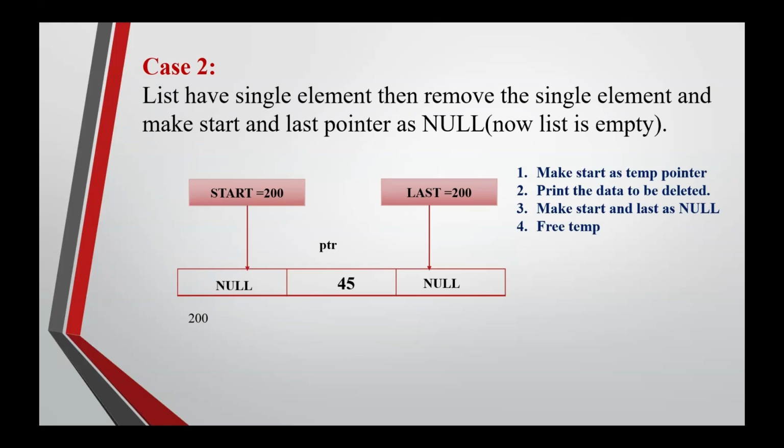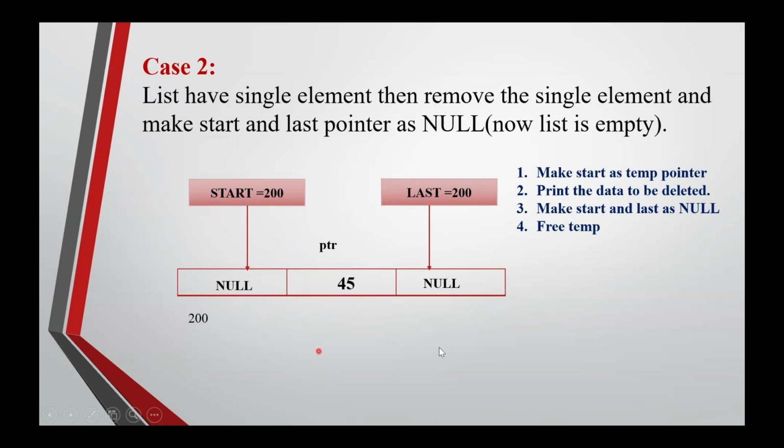So let's take the first case, that is, the list is empty, so there is nothing we have to do. Second case, the list has a single element, then remove the single element and make the start pointer null. Whenever only one element is present, in this linked list only one element, 45, is present. Start points to this node, and last also points to the same, at address 200. So we remove the single element and make start as well as last null.